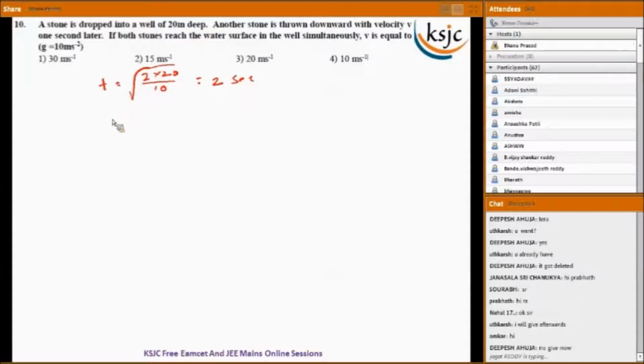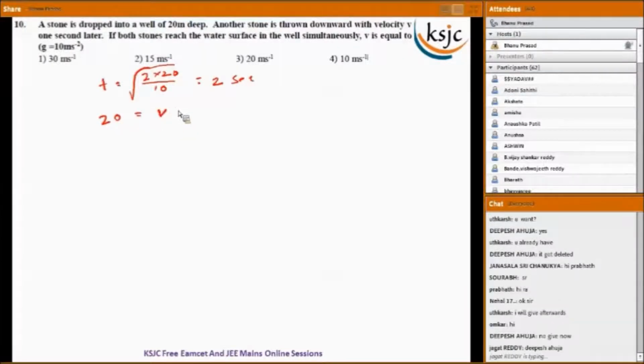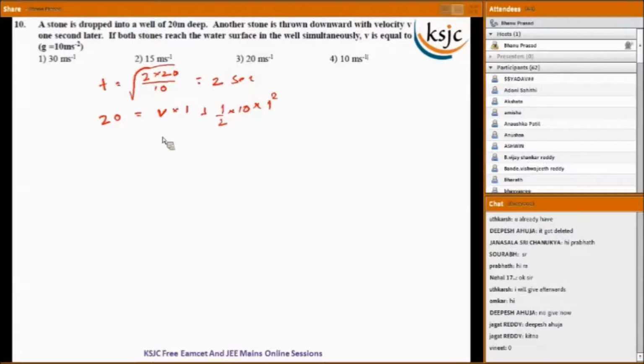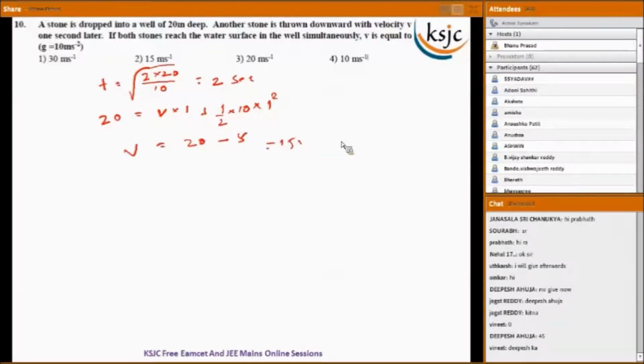So now let us write for the second body. I am writing 20 equals v t, that is v into 1, t is 1 here, plus half into 10 into 1 square. Now if you simplify this, you will be getting v as 20 minus 5, which leads to 15 meters per second. So which is option 2.